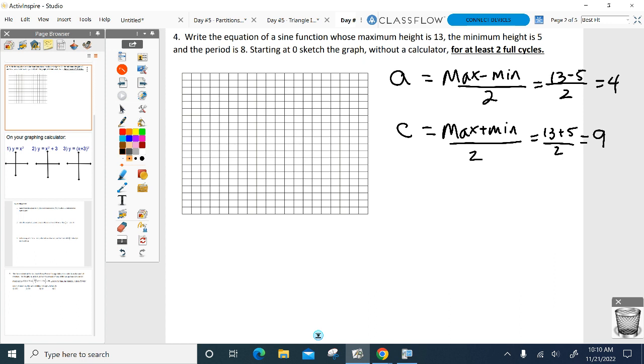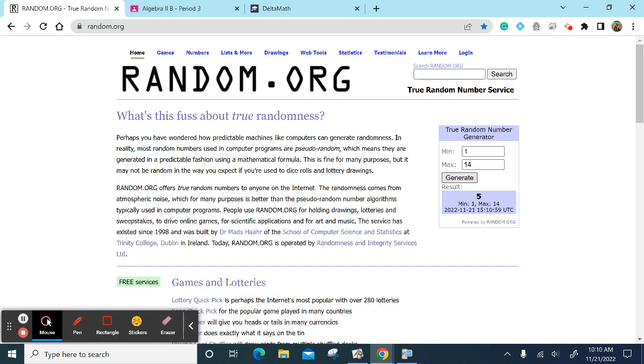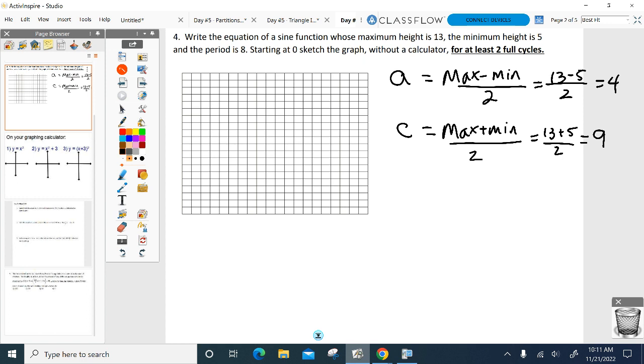And there is no formula for the B value. I don't have something that says B equals this, and I never will give it to you. So there is another formula out there that has the letter B in it. And what is that formula? It's where P equals 2 pi over B. And the P stands for the period. That is given to you in this problem. That is 8. So I plug in 8 equals 2 pi over B.